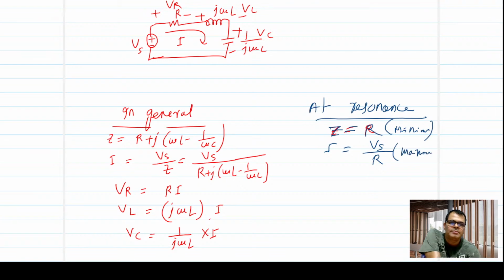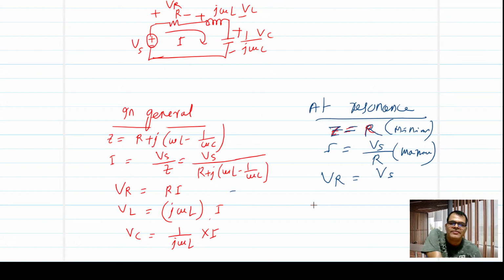Current is the maximum. Okay, and what is the VR? VR is equal to R into I, same as Vs. Then what does it mean? Then the zero voltage for the inductor and zero voltage for capacitors? No, it is not the DC circuit. You will not assume zero voltage, because they have voltage but they cancel out. In fact, the maximum voltage also exists.